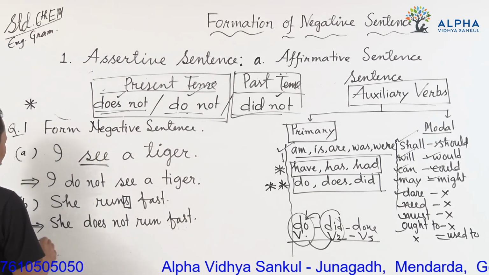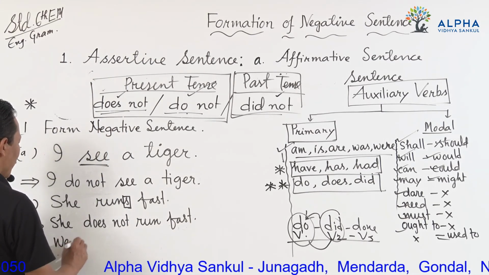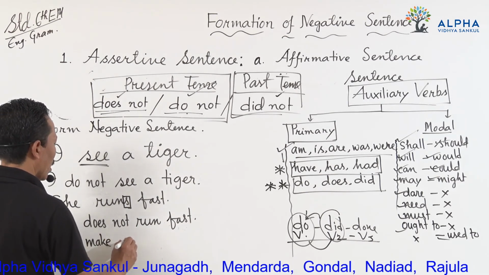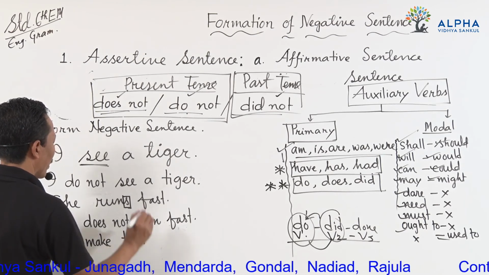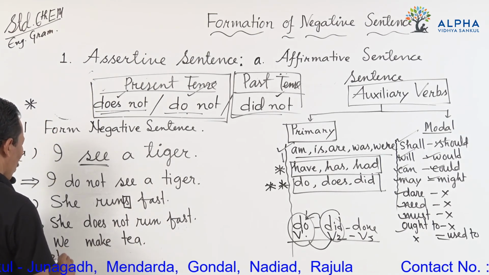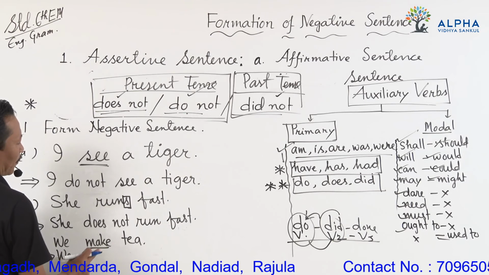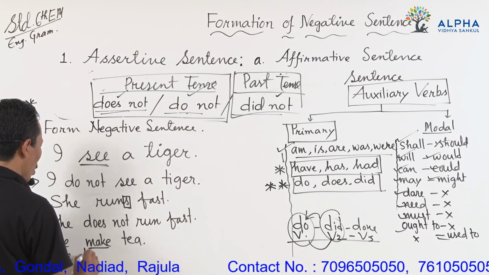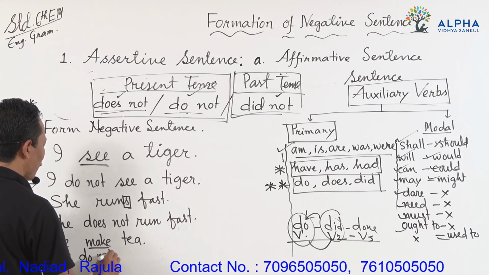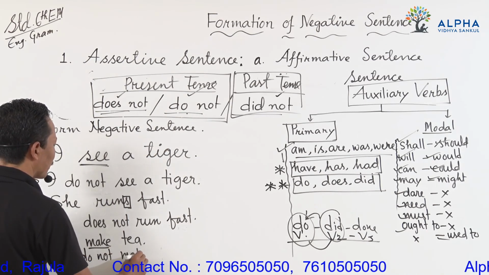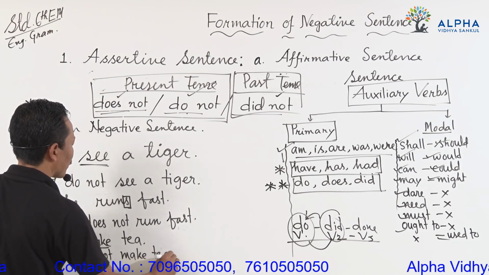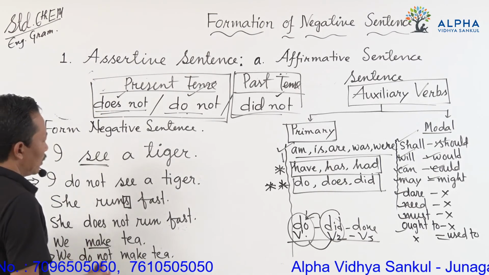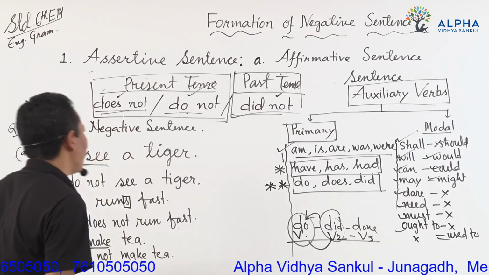Here, we make tea. Here, you find out whether it is present or past. It is present tense, then we have to use do. We do not make tea. Like this.